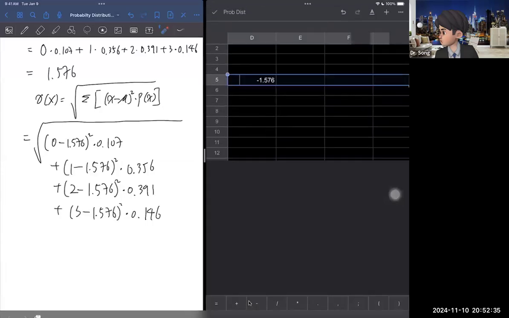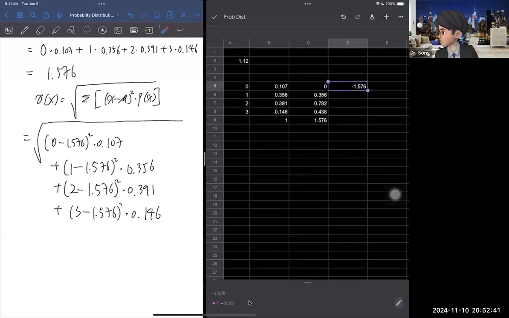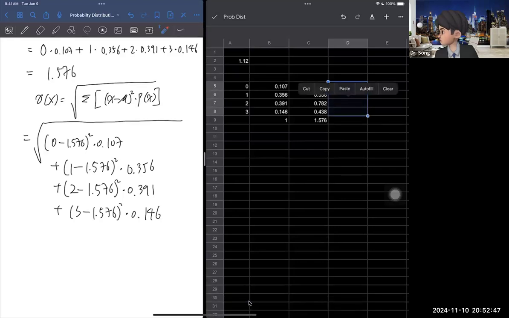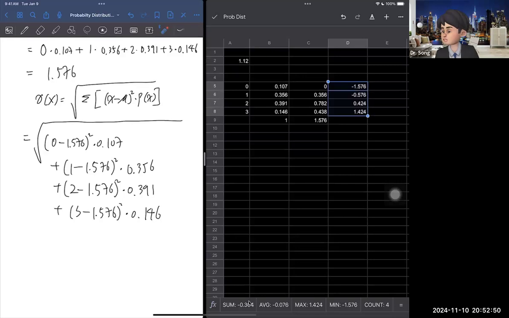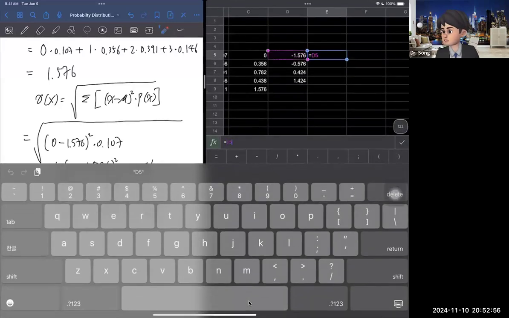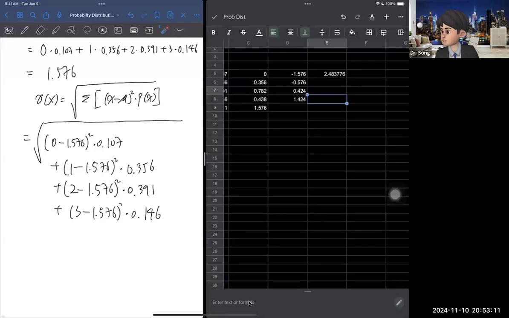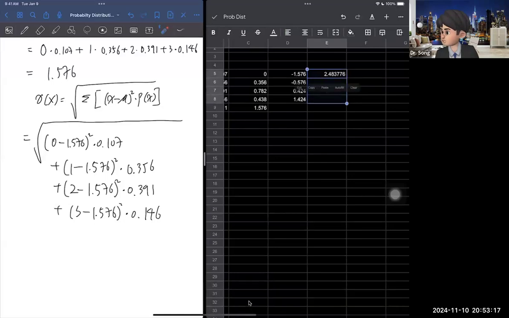And you do the same thing. You autofill the following observations. I mean the 1 minus 1.576, 2 minus 1.576, so on and so forth. You drag this one and then autofill. Okay. And then the next thing is you have to square these values, which means you want to calculate negative 1.576 squared. And you do the same thing for negative 0.576, and then 0.424 and 1.424. So what I need to do is, same as before, drag this one and then autofill.